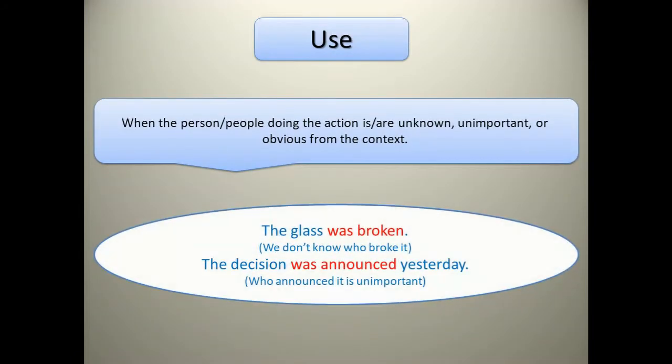Usage. We use the passive voice when the person or people doing the action is or are unknown, unimportant, or obvious from the context. Let's see some examples. The glass was broken. Here, we don't know who broke the glass. The decision was announced yesterday. Who announced this decision is unimportant. That's why we don't put the agent here at the end of the sentence, like before.